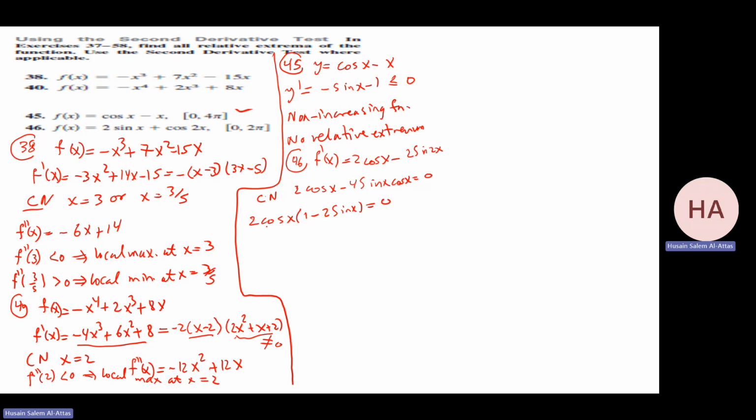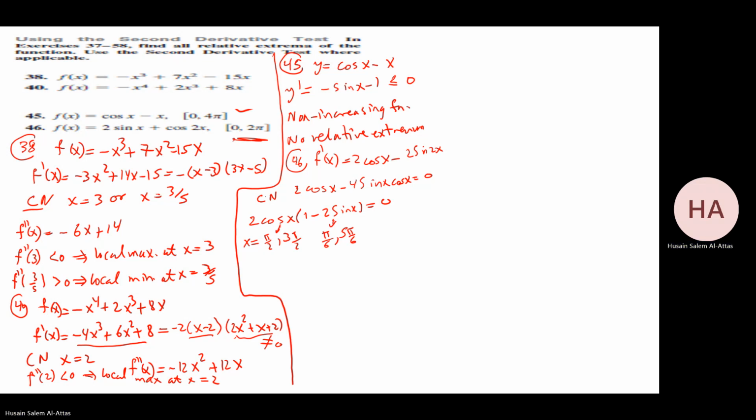From this, by the way, what's the interval? Between 0 and 2 pi. Okay. Cosine x equals 0. I have x equal pi over 2 and 3 pi over 2 from this one. Here I'm getting what? Sine equal half. That's first and second quadrant. Pi over 6 and 5 pi over 6.